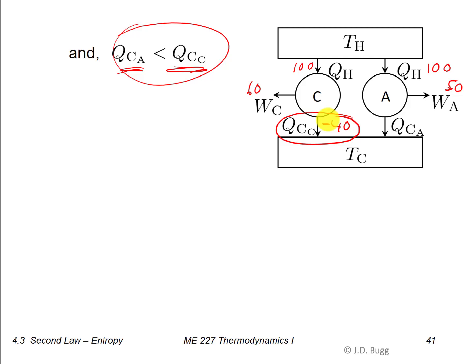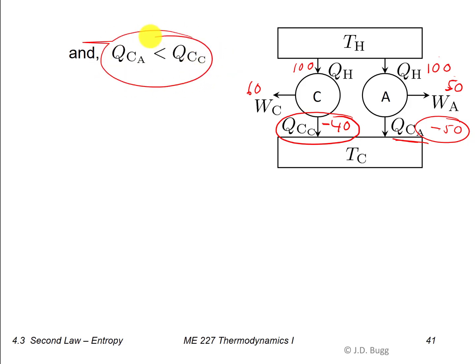Likewise over here, if QH is 100 and the work is 50, QCA is negative 50. So notice that QCA is less than QCC because these are both negative numbers. Negative 50 is less than negative 40. So this little numerical illustration hopefully has helped you to understand how we got to that.